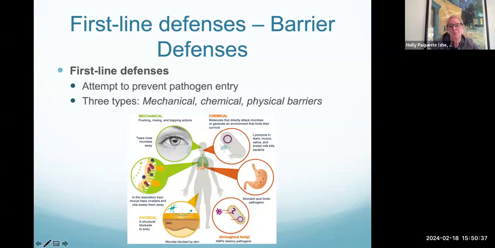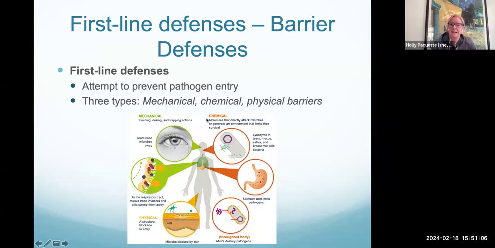So for example, your eyes water when you get something in your eye, and that's to flush anything out. In addition, in our respiratory tract, we talked about the fact that there are cilia that line the respiratory tract that use movement to sweep those particles back up out of the respiratory tract so that they can't get into the lungs. So this is what we would consider mechanical. You could also think about urine flushing through the urinary tract system that flushes out any pathogens.